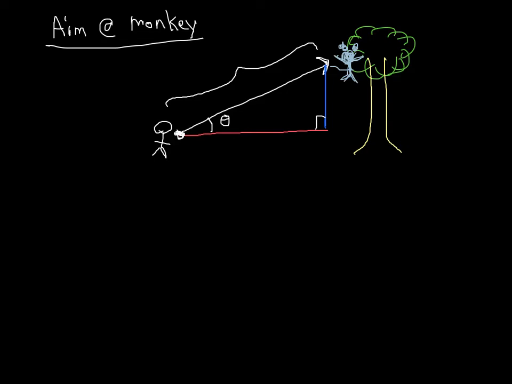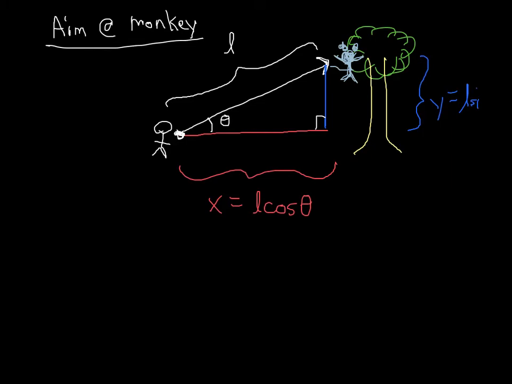I'm going to label the hypotenuse as L. That means if I do that, this horizontal distance, the distance from the hunter to where the monkey actually is, this x distance, I'm going to call that L cosine of theta. So this is right triangle trig. We should be very good at this by now. And I'm going to label the y position, the height of this monkey, and I'm going to label that y equal to L sine of theta. Again, I get to this just by doing a right triangle.